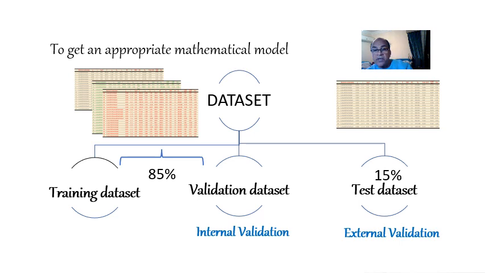The first one, training set. Training set gives us the mathematical equation of QSPR. Help us making reduction.